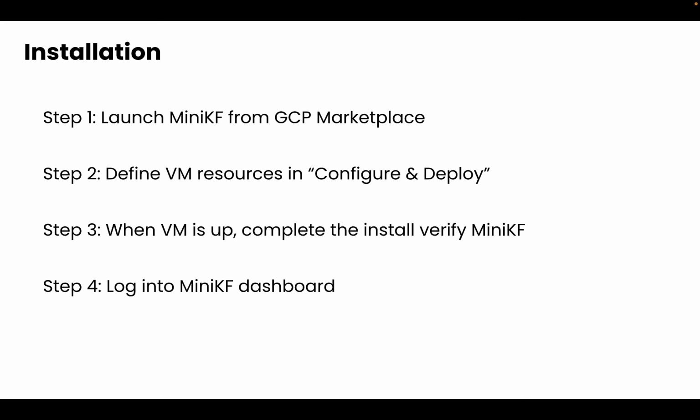The installation is basically 4 steps. The first one is that we launch MiniKF from the GCP marketplace. Second, we define our resources in the configure and deploy screen. And then once the VM is up and running, we complete the install and verify MiniKF. And then finally, we log into the MiniKF dashboard.